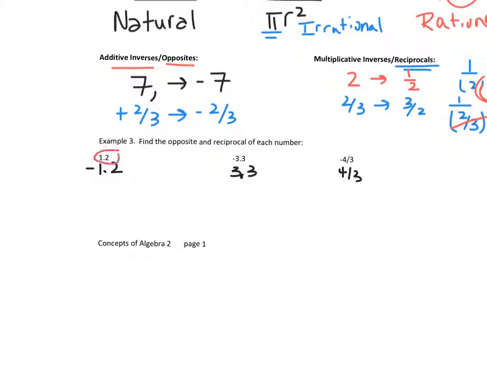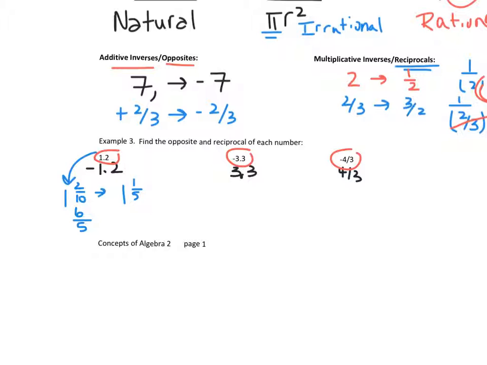Now I'm going to do the reciprocal of each of these numbers. When you have a decimal, I'm going to write the decimal as a fraction. So this is 1 2/10, which turns into 1 1/5 if I reduce it. This is a mixed number. A mixed number is when you mix a whole number with a fraction. So I'm going to change this to an improper fraction. I multiply 1 times 5, and I get 5, and then I add 1. So the improper fraction would be 6/5.